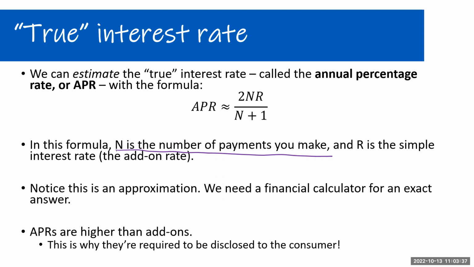You cannot advertise a loan as a business and say, hey, we'll loan you money for 7%, if that's really just your add-on rate. You have to disclose the APR. If you read your credit card statements, you'll see everything in APR, and they're kind of a scary high amount a lot of times.